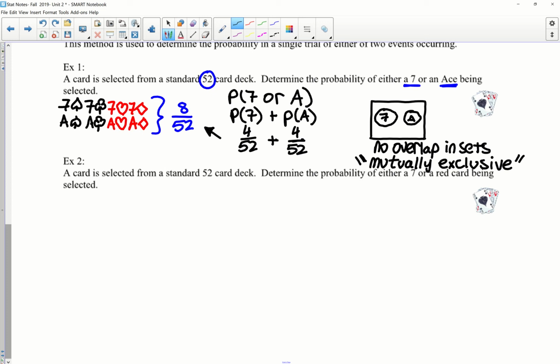Now, I'm not going to draw a diagram for this. I'll do the Venn diagram, but I'm not going to label out all the possibilities because there's a lot of red cards in the deck. I don't want to do that. But what I will do is write probability of getting 7 or red. Now, I could look at that and say the probability of getting 7 plus the probability of getting red.